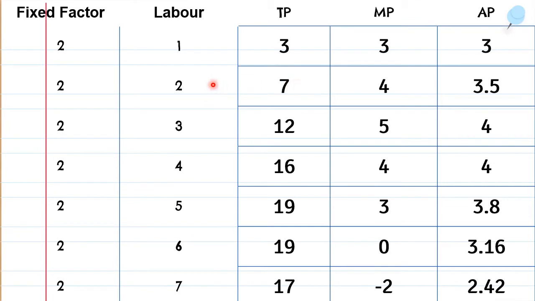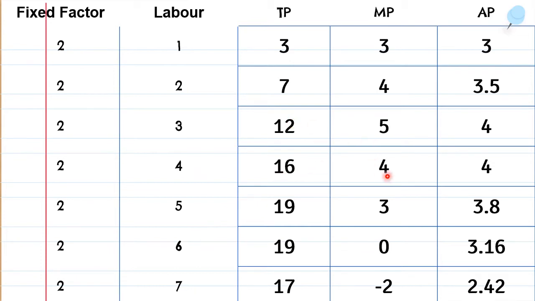So the addition to the total product by employing one more unit of the variable factor, that is the second one, is 4 units. When yet another laborer is employed, the total product again increases from 7 to 12. What is the change? The change is 5. And how do we know that? 12 minus 7. That is total product at the third unit of the variable factor minus total product at the second unit of the variable factor.